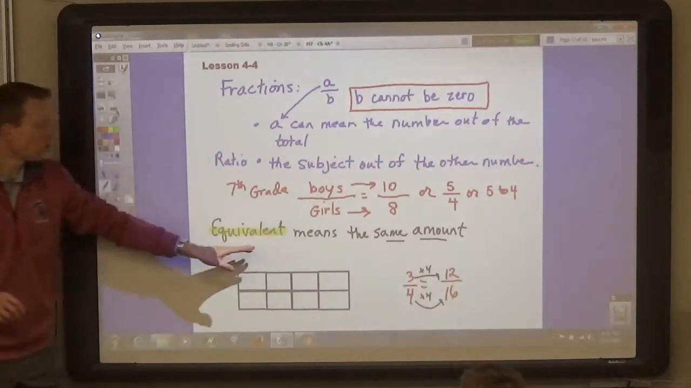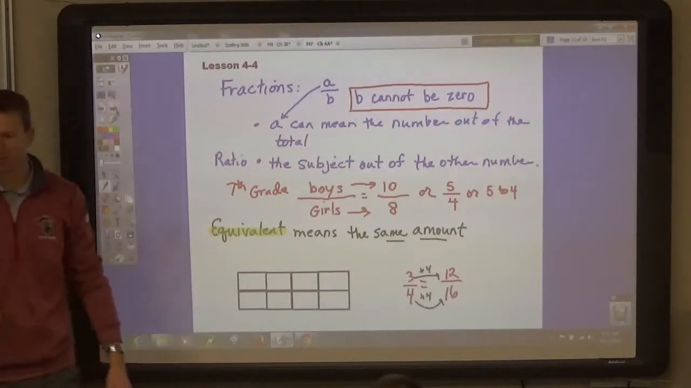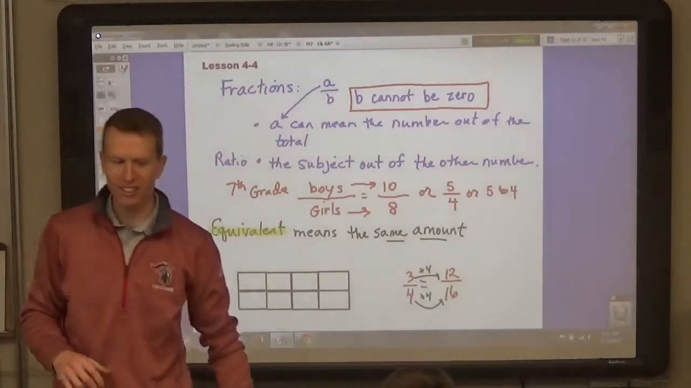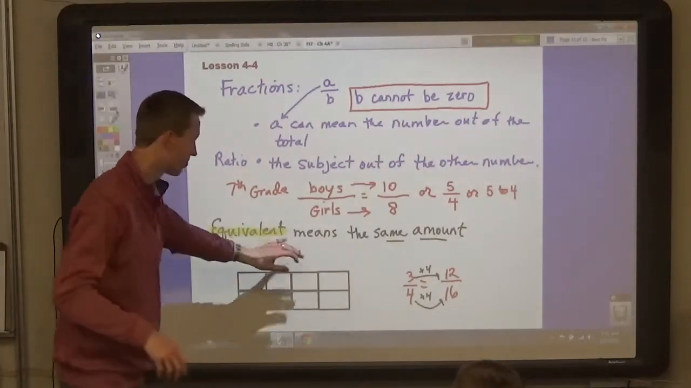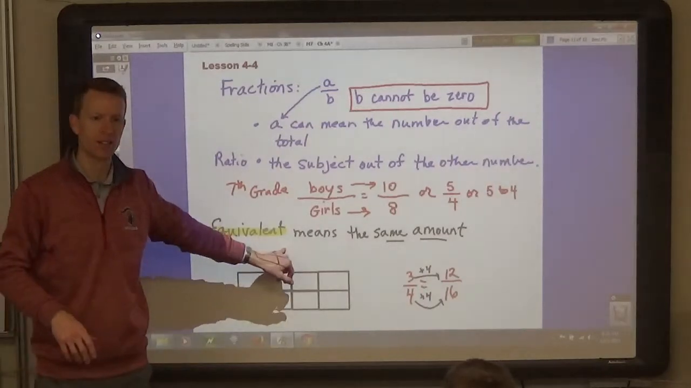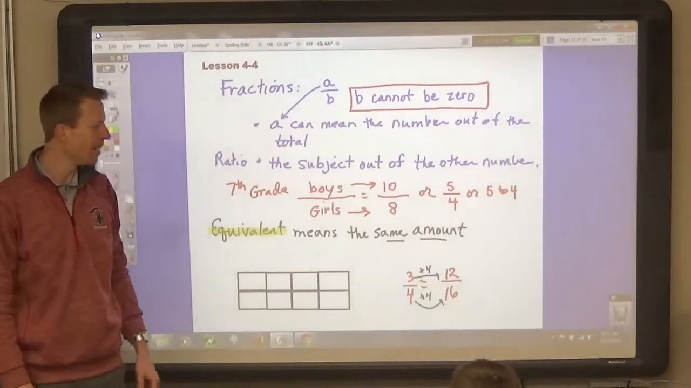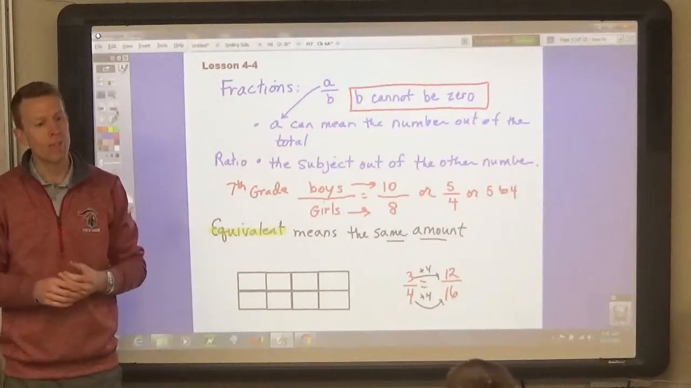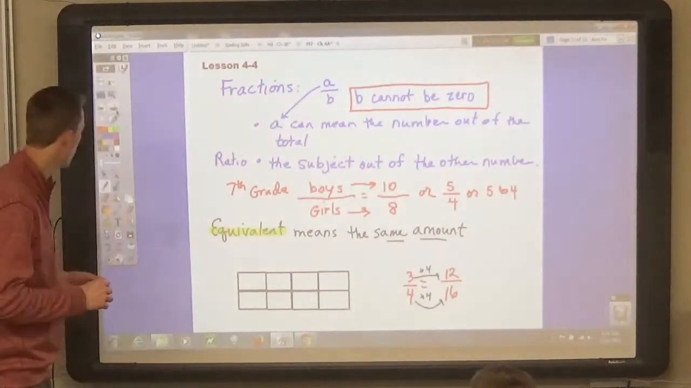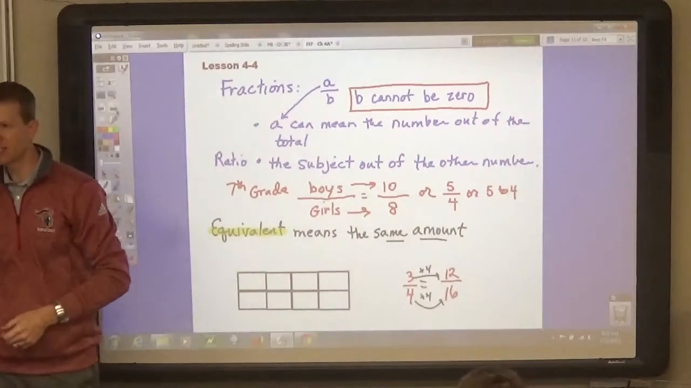Alright, what is equivalent? What does equivalent in a fraction mean? I know this is an interesting 7th grade subject, boys and girls, but we're talking about fractions. What does equivalent mean? Caleb? Equal what? What's equal? Equal amounts. What's different about equivalent fractions? They're not exactly the same.